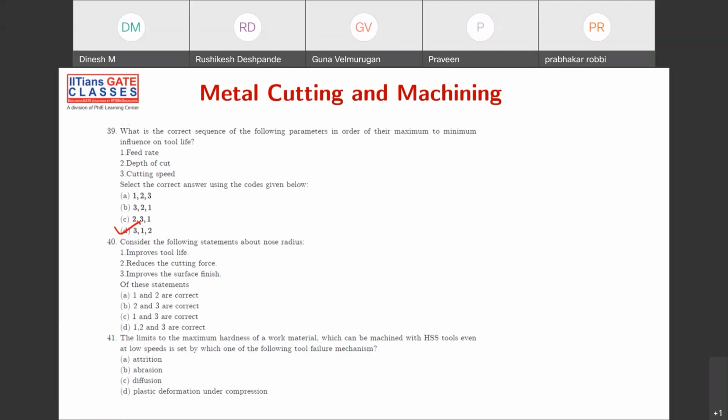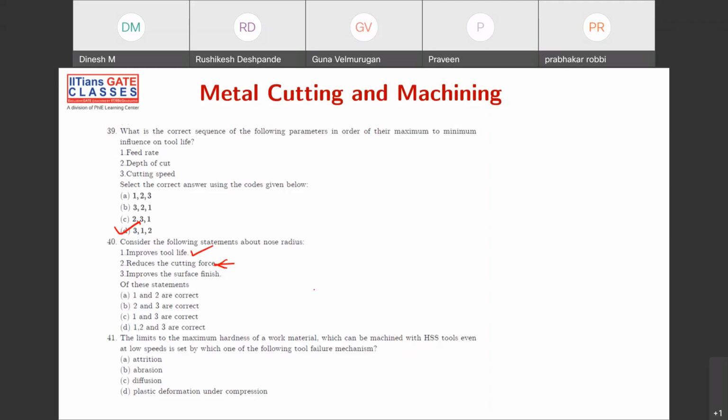Somebody is saying D and somebody is saying C. Who is saying D? Praveen is saying it improves tool life and it reduces cutting force. It improves surface finish. Improves tool life is good, I know that. How is it important for cutting force? If I have a sharp tool or a blunt tool, not too blunt, obviously, a little bit of nose radius, will it have any effect on cutting forces? What do you say? I don't think so. It is having some effect on cutting forces, right?